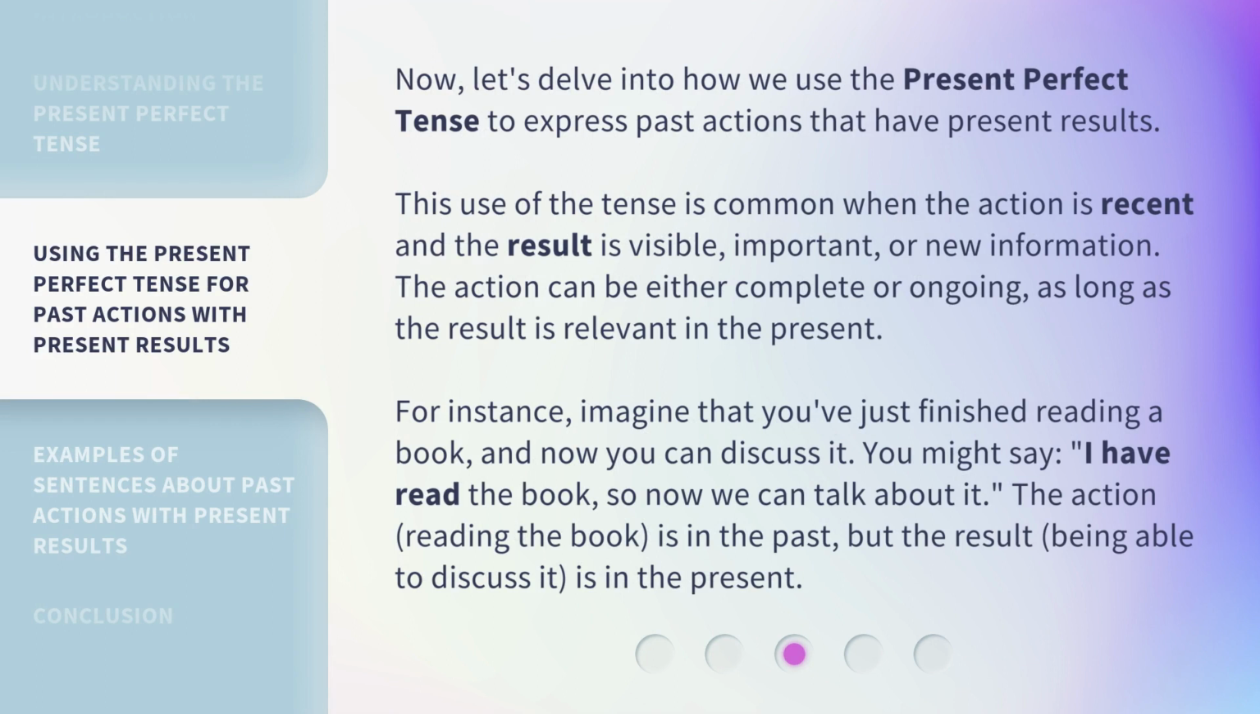Now, let's delve into how we use the present perfect tense to express past actions that have present results. This use of the tense is common when the action is recent and the result is visible, important, or new information. The action can be either complete or ongoing, as long as the result is relevant in the present. For instance, imagine that you've just finished reading a book, and now you can discuss it. You might say, I have read the book, so now we can talk about it. The action, reading the book, is in the past, but the result, being able to discuss it, is in the present.